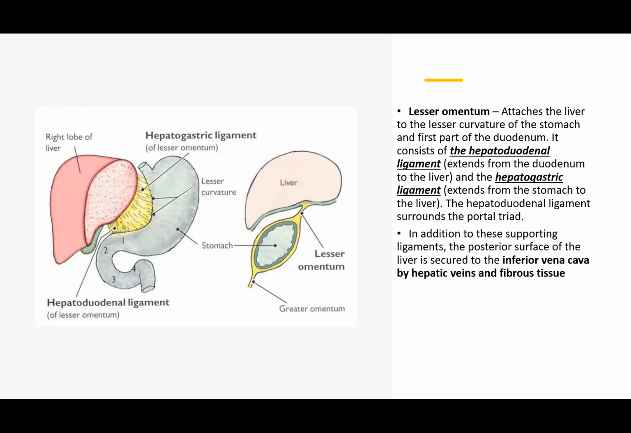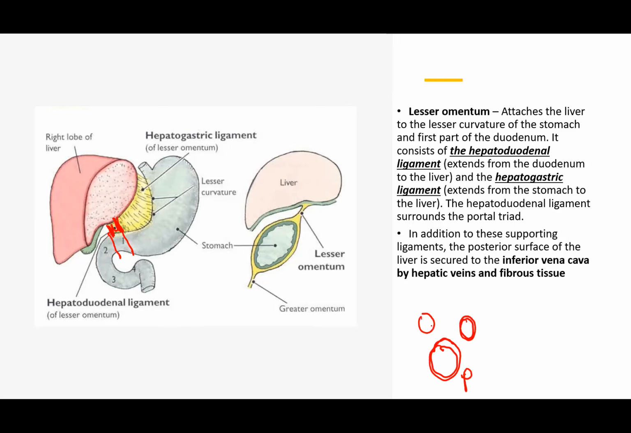Now, you should know that the hepatoduodenal ligament, attaching to this first part of the duodenum, surrounds the portal triad. If you remember, we discussed the portal triad: the portal vein, the hepatic artery, and the common bile duct. We talked about their position. That is something common in your MCQ. If you don't forget, we said the portal vein is what? Posterior.